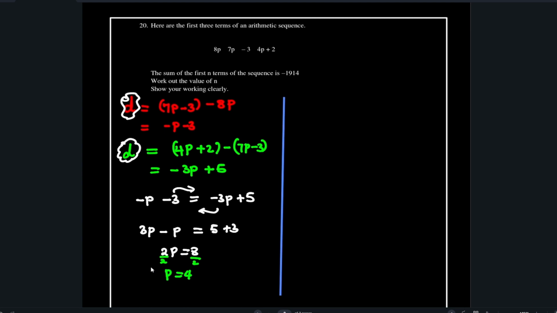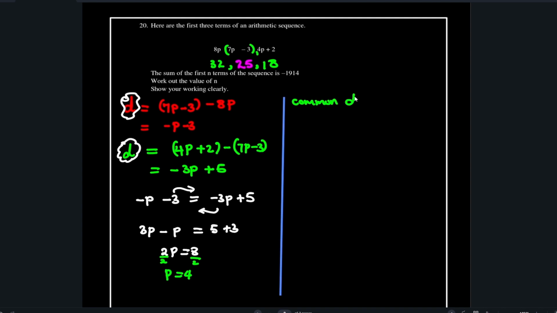We can substitute it in the given terms so that we know the exact terms. So 8 times 4 is 32. That's the first term. The second term is 7p minus 3, but 7 times 4 is 28, minus 3, which is 25. The third is 4p plus 2, so 4 times 4 is 16, plus 2, which is 18. So these were the first three terms of this sequence.